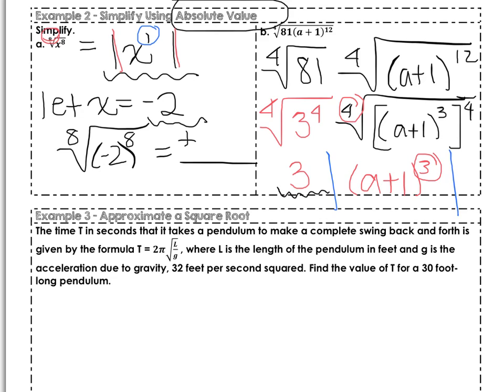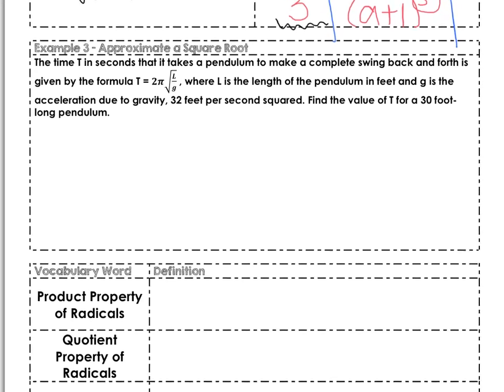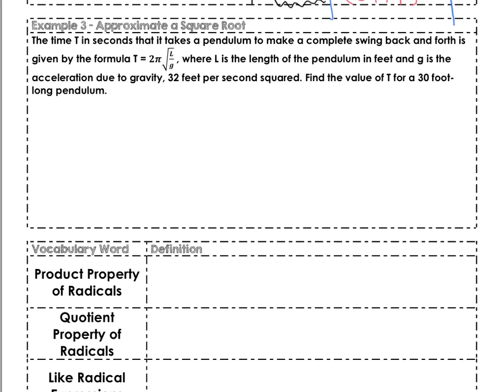All right, we're looking at a real-world problem now where I'm approximating a square root. We're given a formula, t equals 2 pi times the square root of L over g. And we are told to find the value of t when given a 30-foot long pendulum. So we're really just going to plug in numbers here. So t is going to be equal to 2 times pi, then we have the square root. So L is going to be the length. Our length is going to be 30.